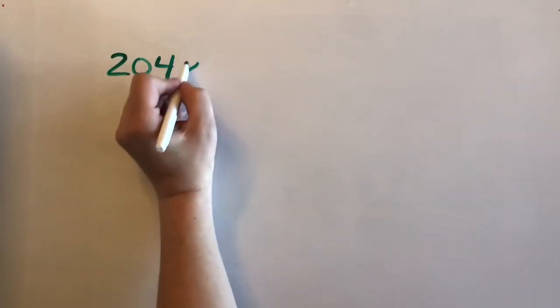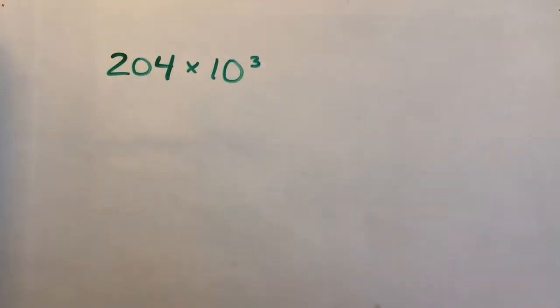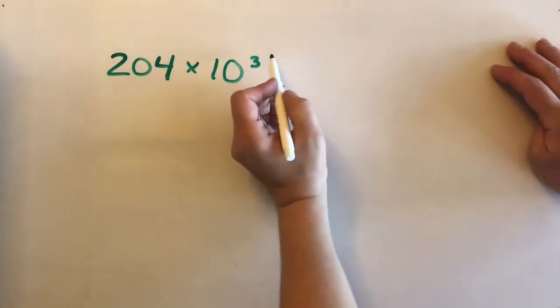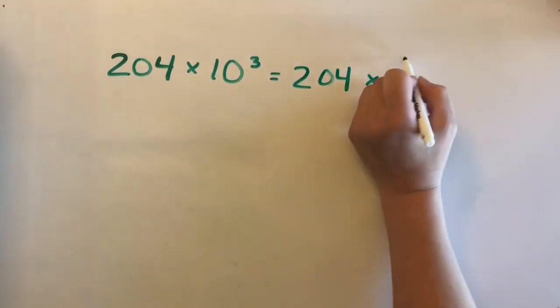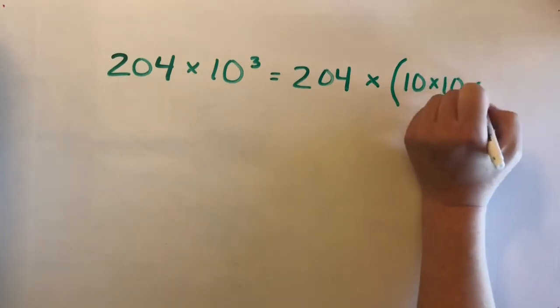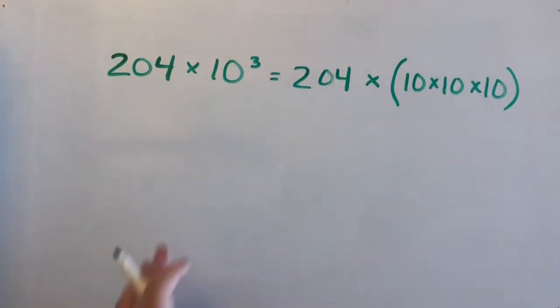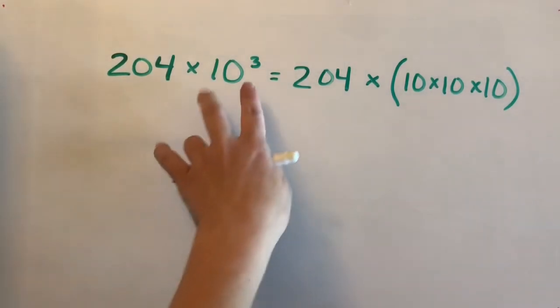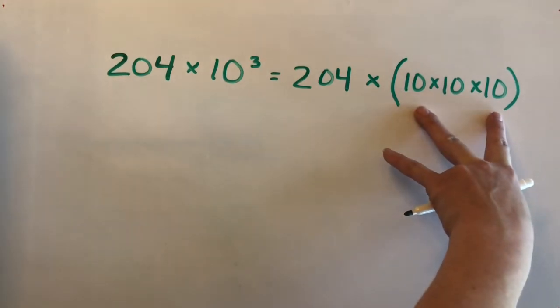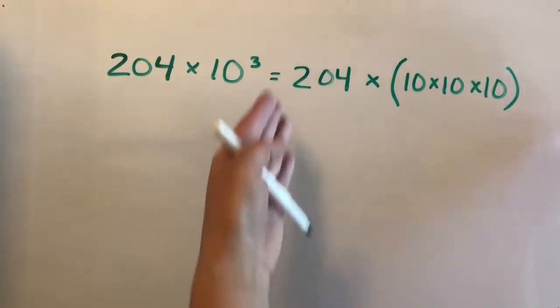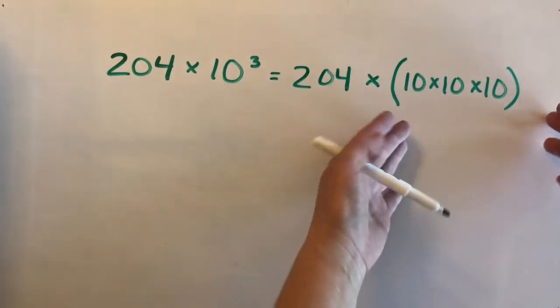So if I had a problem 204 times 10 to the 3rd power, or 10 cubed in some cases, when we solve that, that actually is the same as 204 times 10 times 10 times 10. When we did order of operations at the beginning of the year, we know that we do parentheses first, then exponents, multiplication and division from left to right, addition and subtraction from left to right. So I broke this exponent up into its expanded or factor form, just to show you what it would look like. So now that I have this rewritten, I need to solve the parentheses here first.